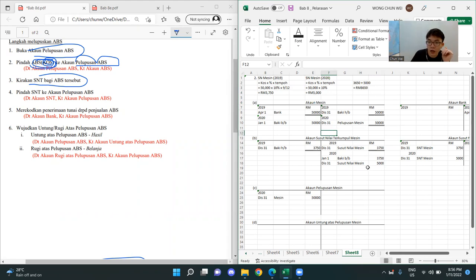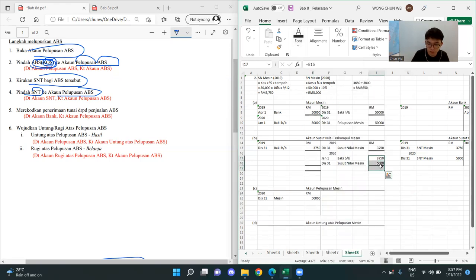Okay, the susutnya terkumpul. So now I have to take it out. You pindahkan SNT into pelupusan. So how do we take it out? So for SNT will be different. When you take it out, because normally apabila ada SNT, the susut nilai, kita akan credit. So sekarang, if you want to take it out, then you have to debit it. Okay, so here, do one line double line. Dijumlahkan 8,750. Okay, so this one you send to where? Pindah ke Pelupusan. So Pelupusan machine on December 31st, 2020.